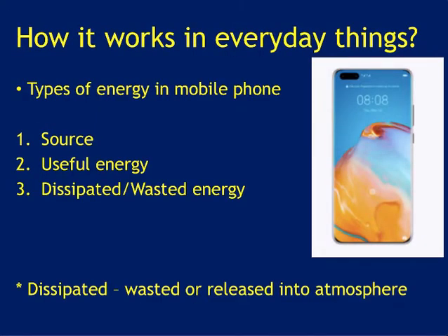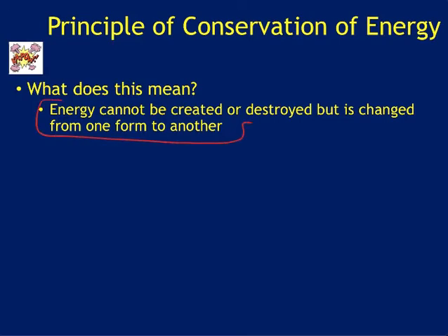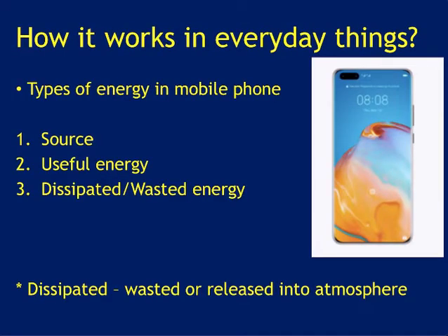So let's have a look at some examples. So you need to have your definition for it, and we're going to now apply it and use it. So this is a mobile phone, and you have to decide by looking at a device, what are the types of energies in there? And once we figure that out, we then divide them into what is the source of the energy, what is the useful energy it gets transferred to, and then what is the dissipated or the wasted energy. And dissipated just means that it's wasted energy, but it could be released into the atmosphere, or it's not useful.